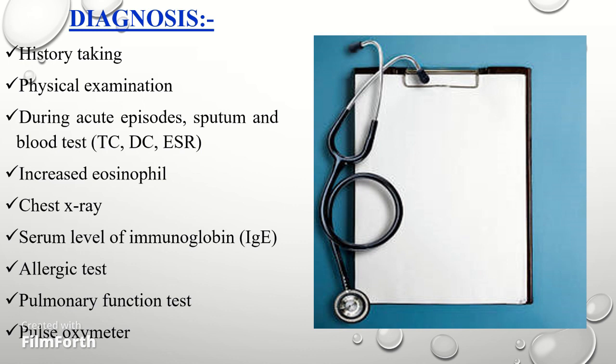The pulmonary function test is most essential for the diagnosis of bronchial asthma. Finally, with the help of a pulse oximeter, we can identify whether the patient needs oxygen or not, whether the patient's saturation level is maintained or not. So in this way, we can diagnose bronchial asthma.